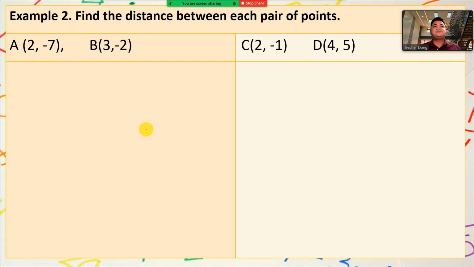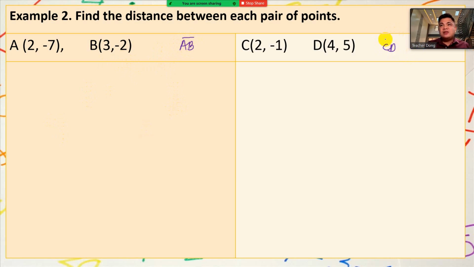Okay, next, example 2. Find the distance between each pair of points. So we have two pairs of points. First is point A (2, -7) and point B (3, -2). So we will be solving here segment AB, and then in the other pair we will be solving segment CD. The first thing is we have to label. This is x sub 1, this is y sub 1, this is x sub 2, this is y sub 2. This is x sub 1, y sub 1, x sub 2, y sub 2. Then the next thing is we have to write the distance formula.